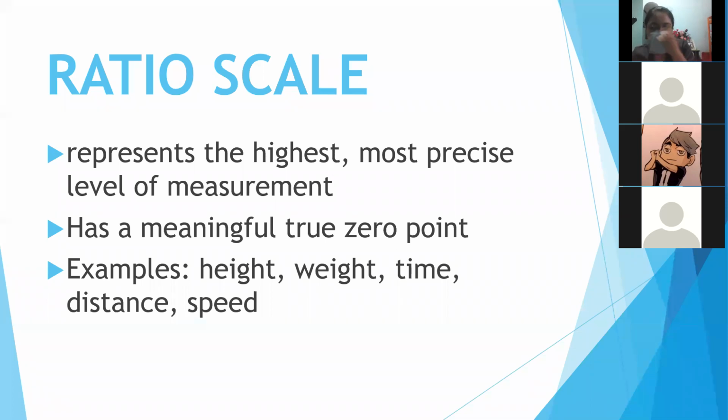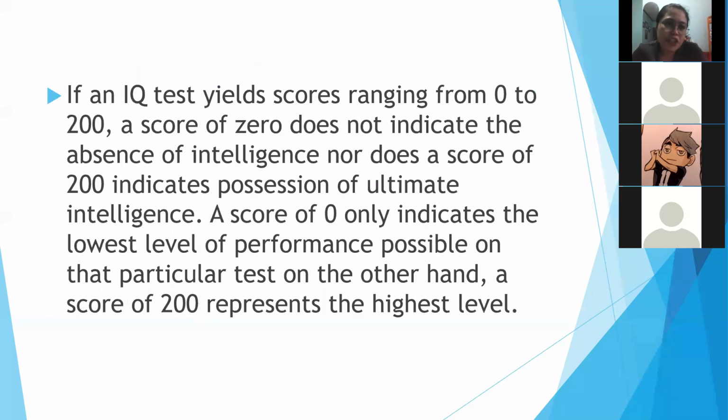Kay height can have a 0 point jud, real na 0. Weight, time, distance, and speed, pwede siya mahulog as ratio scale. This is the most precise level of measurement or the highest level of measurement because of the meaningful true 0 point. Nevertheless, we can merge the two.